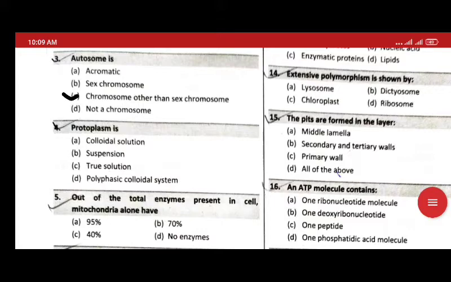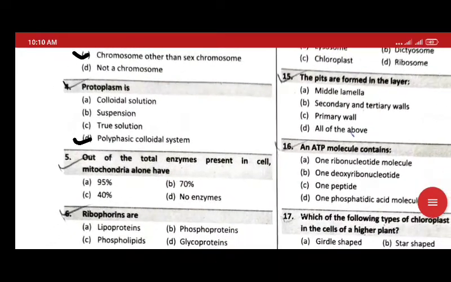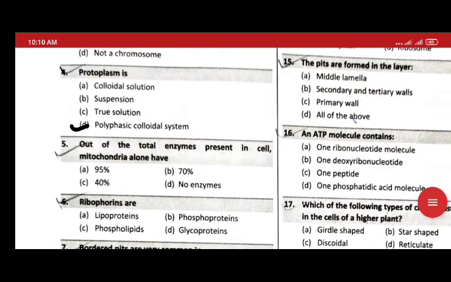Now protoplasm. Mainly protoplasm should be a colloidal system, but colloidal solution is given. So option D is right, because a polyphasic colloidal system is present in protoplasm, because of the gel hypothesis: outer is gel and inner is sol. Now out of total enzymes, 70% of the enzymes are found in mitochondria.